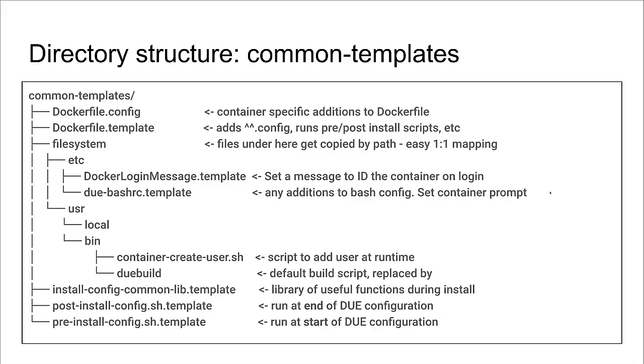The next thing down there is the file system directory, which is a one-to-one mapping of what will get copied into the container. So it's very easy if you want to get a file to a particular location, just specify the path under file system and do will put it there when it creates it. A couple of things we have here under etc. Custom login messages, so you can be aware of what kind of container you're actually running when you log into it. It modifies the bash RC to be able to set the prompt so that when you're in a container, you'll have an idea that you're actually in a container. Because it mounts the host file system, it can get kind of confusing as to where you actually are because everything kind of looks the same.